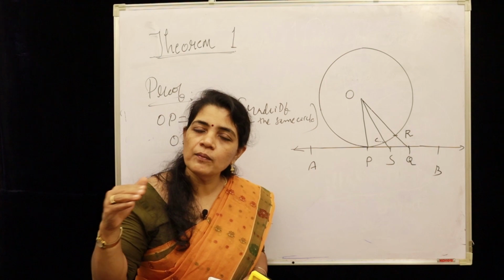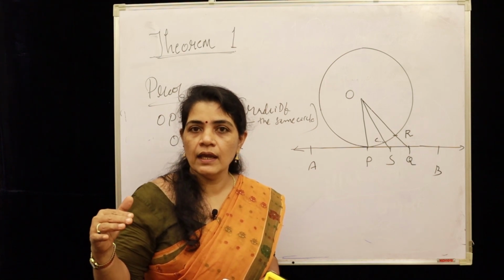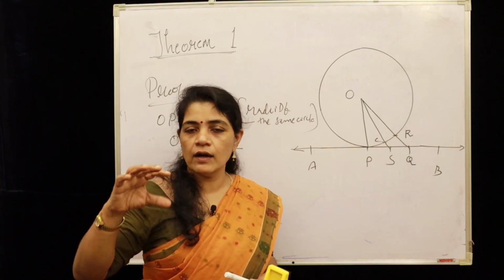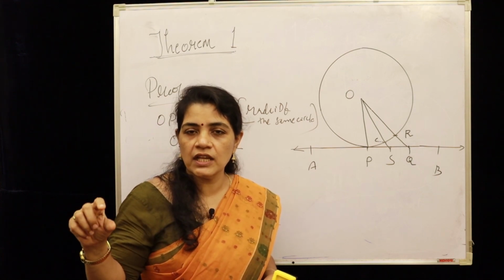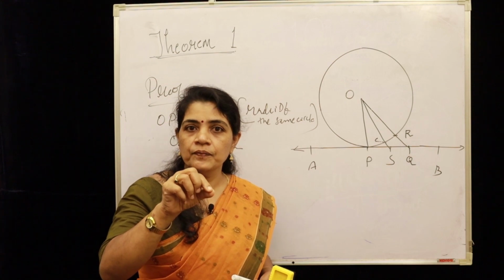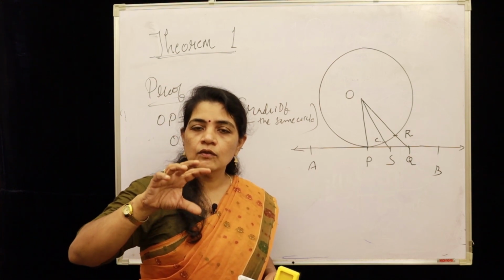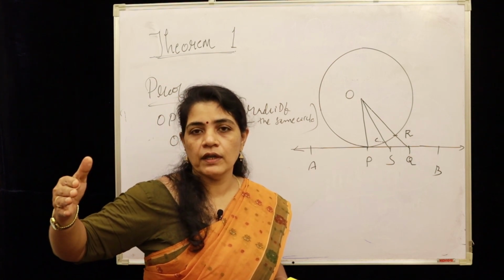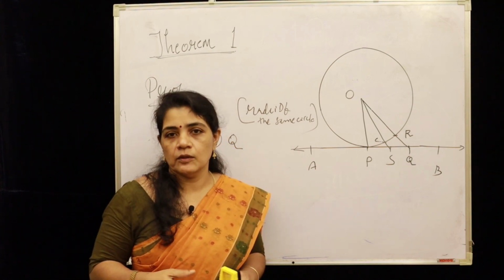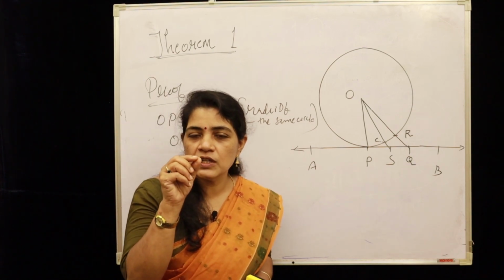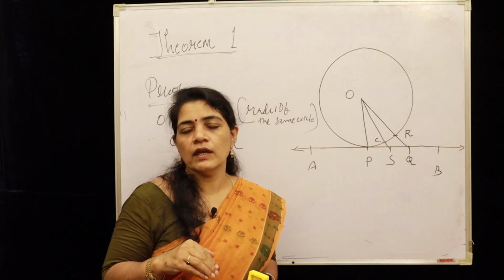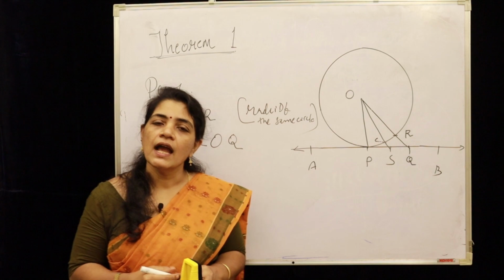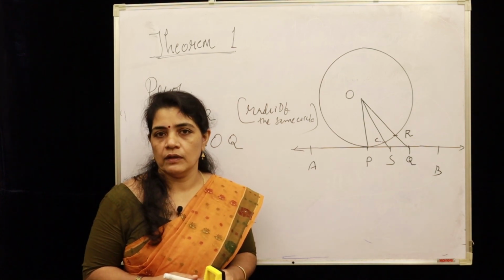By taking different points on the line AB, all points other than P are also points on the tangent AB. This will happen for any other point: joining the center to that point, a small portion is added, which is more than OP. So OP is the shortest distance, and that will be perpendicular.